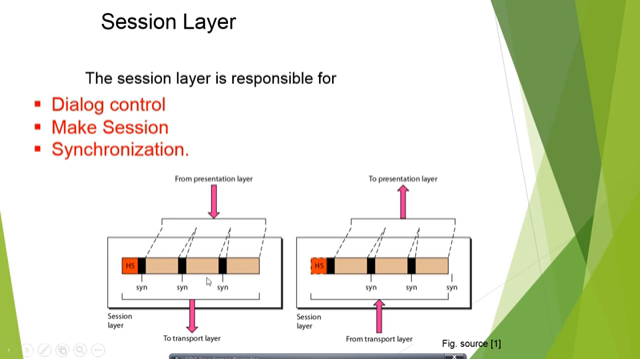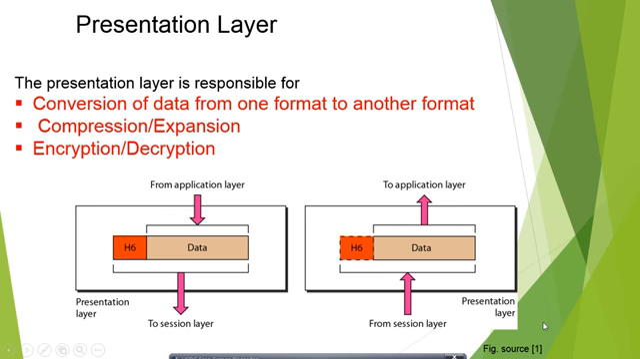Here in this figure you can see data is being received from the presentation layer and forwarded to the transport layer. So here SYN are the example of synchronization points at the sender side as well as at the receiver side.